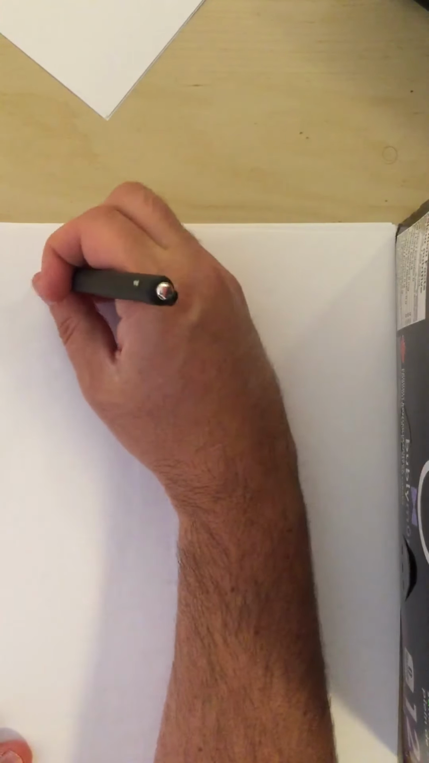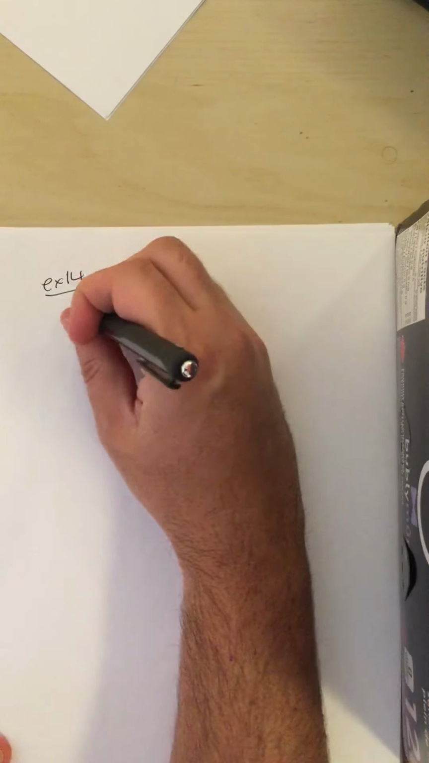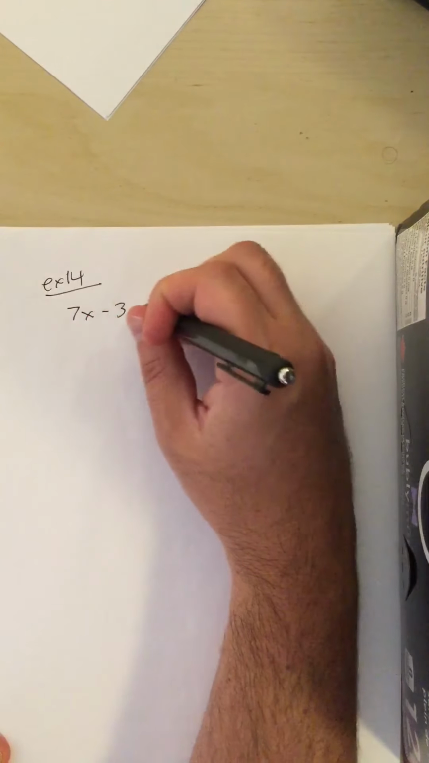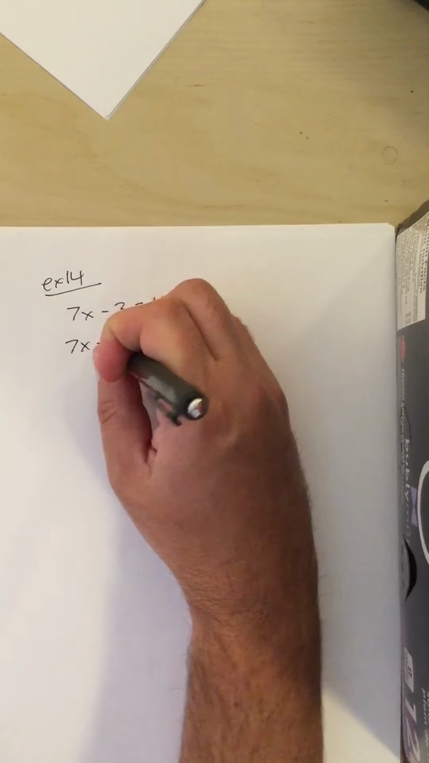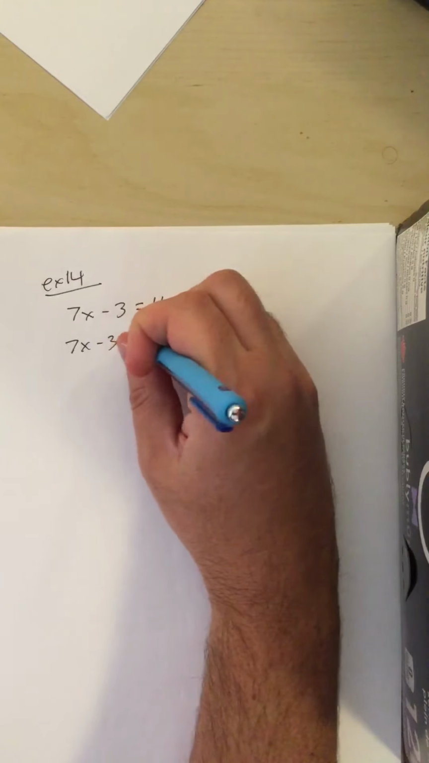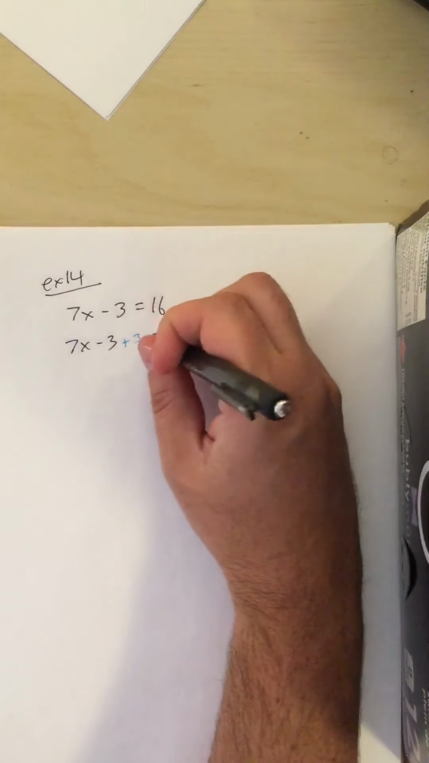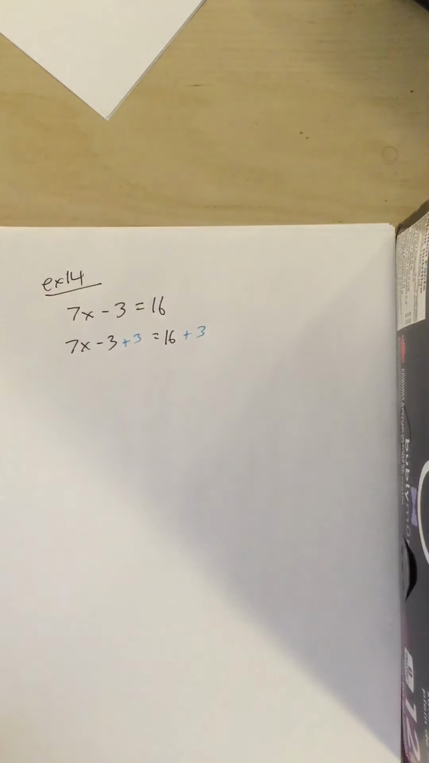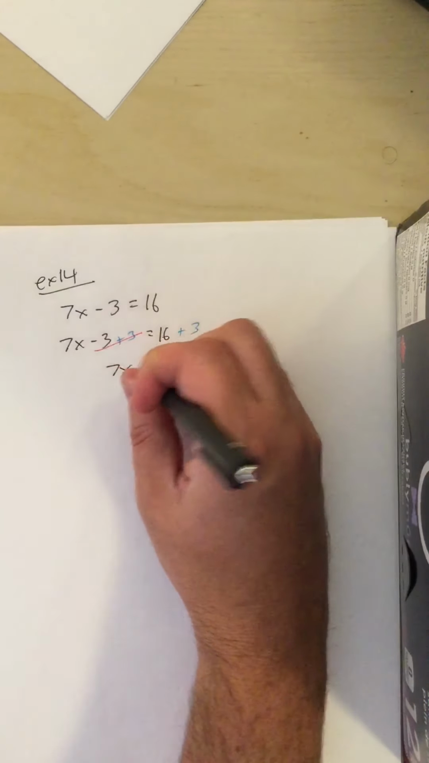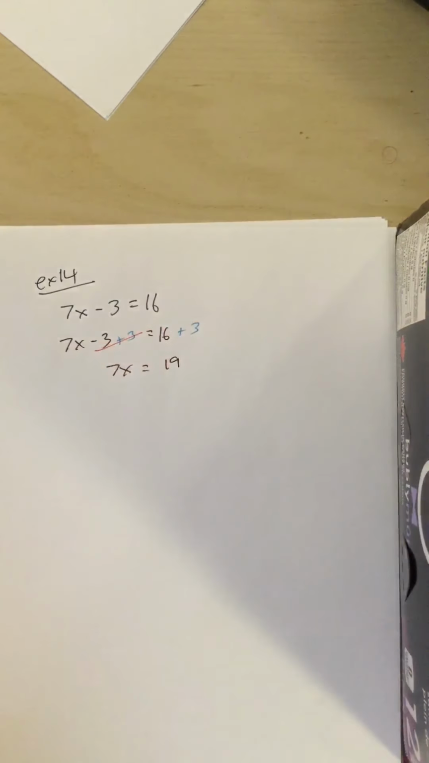Okay, and the last example I'm going to do is slightly different. 7x minus 3 equals 16. So what I'm going to do to both sides, follow the same procedure. Minus 3 plus 3 equals 16 plus 3. The 3's cancel, and we end up with 7x equals 19.